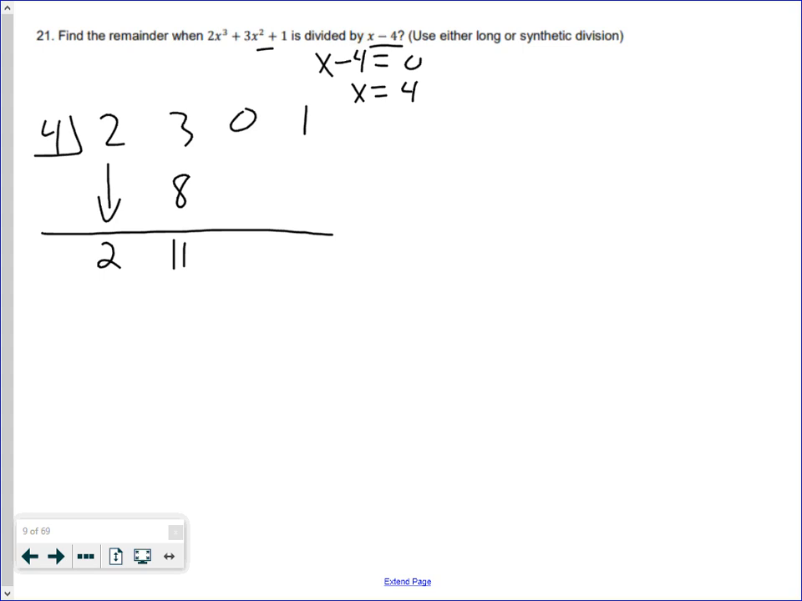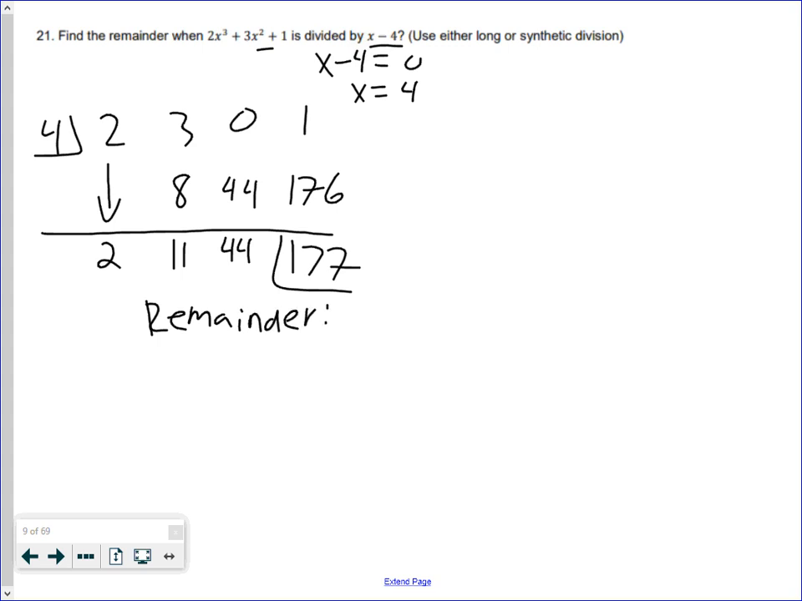4 times 11 is 44. 0 plus 44 is just 44. And then 4 times 44 is 176. 176 plus 1 is 177. And the very last term is your remainder. So our remainder for this problem is 177. So the answer to number 21 would be 177.